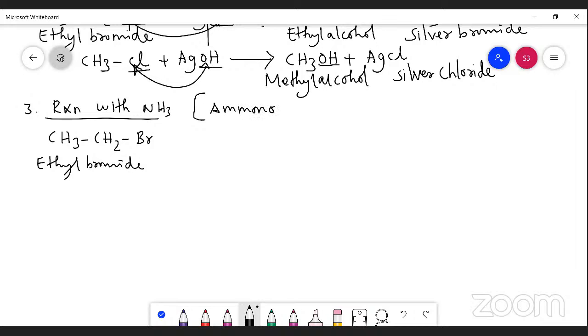ammonolysis. Because sometimes they may ask, write a short note on ammonolysis. Then we don't know what is called ammonolysis. That's why I am giving ammonolysis. Okay. So ammonolysis is nothing but reaction with ammonia. Okay. So first the haloalkane needs to add ammonia. Is it clear? Add ammonia. Okay. Now we know this is nucleophilic substitution. Yes, this is nucleophilic substitution.